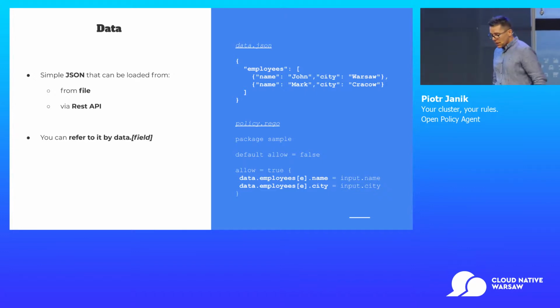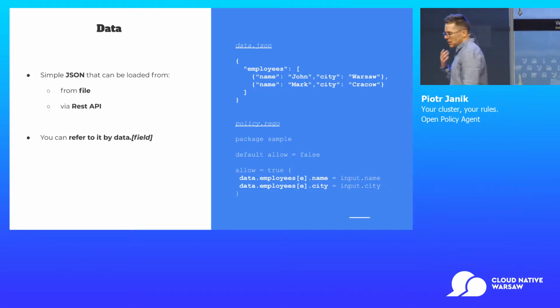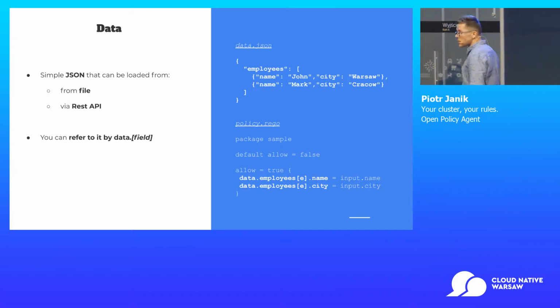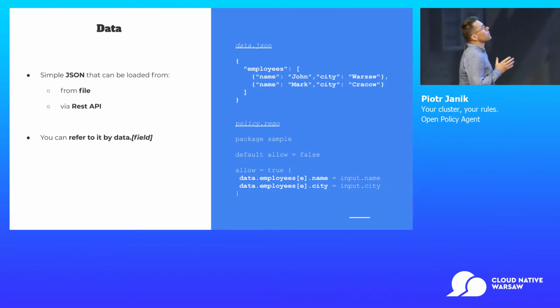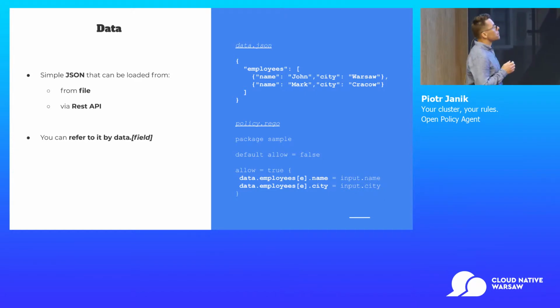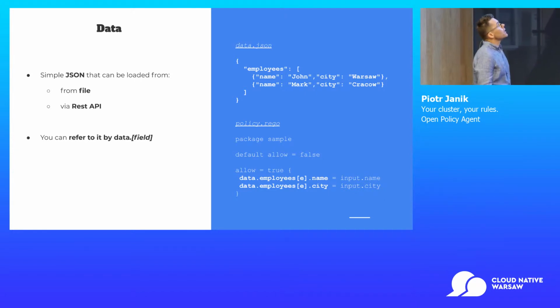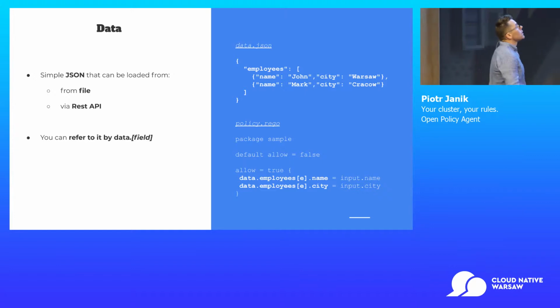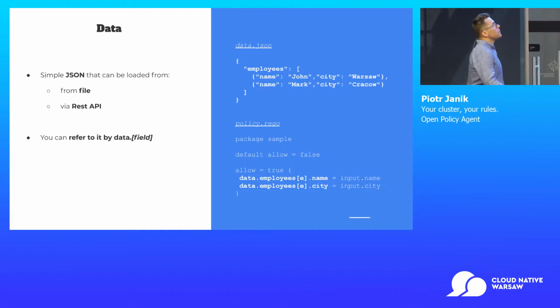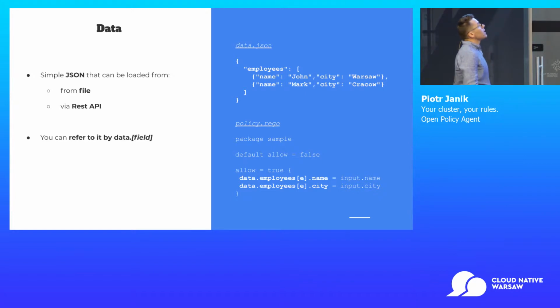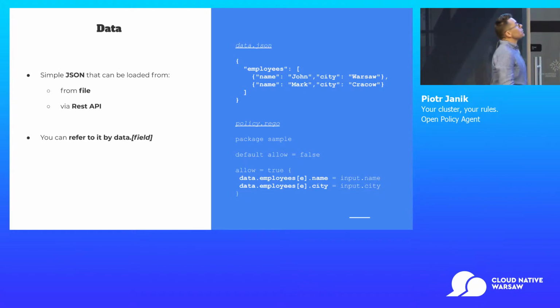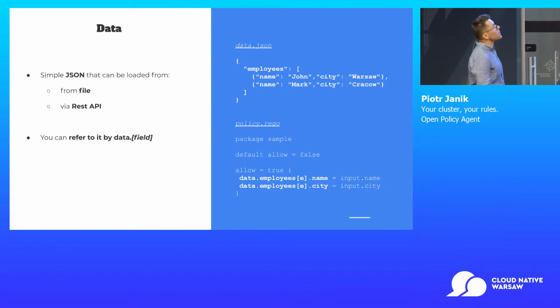Data files. Because you don't want to hardcode any value in the Rego file, you can use data files. So here is the same example, but we're using data files. So we have a data JSON, which describes people and their location, and exactly the same or similar Rego file, which expects employee name and city to match the same entry from data JSON.